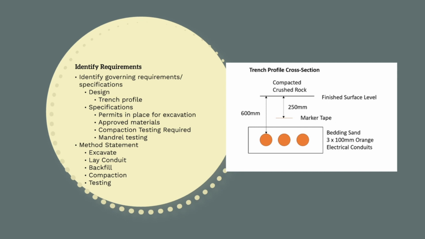The design shows a cross-section of an electrical trench showing three 100mm electrical conduits surrounded by bedding sand. The conduits are 600mm below finished surface level. 250mm below finished surface level will be marker tape.